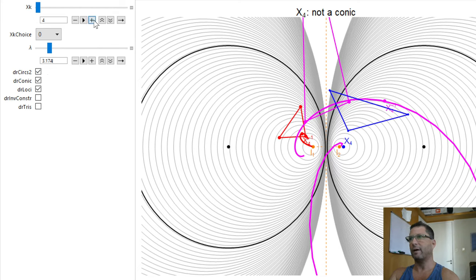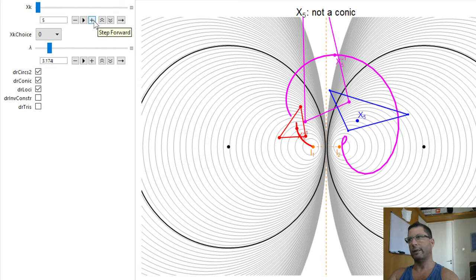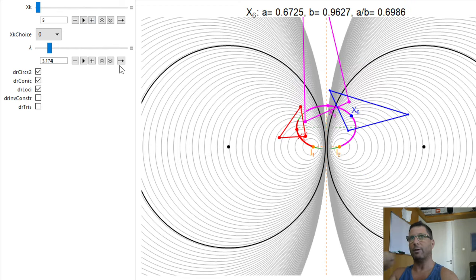And let's go to X5. X5 is not doing a conic. It's doing something that looks like it has a self-intersection. And there could be additional structure here. Let's skip that. Now let's go to the symmedian point, X6.